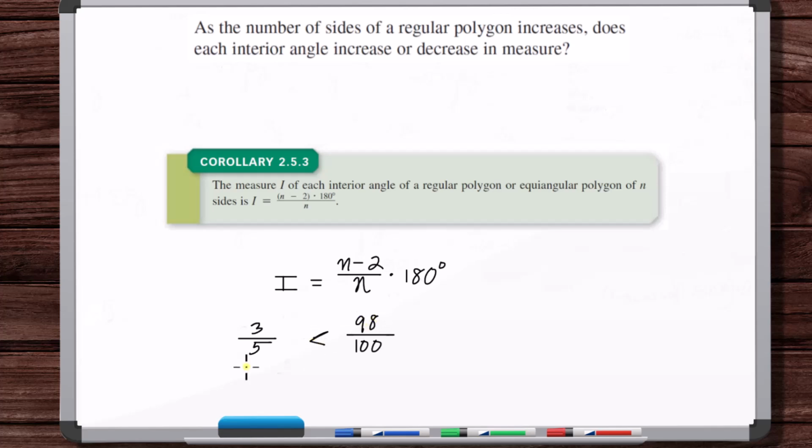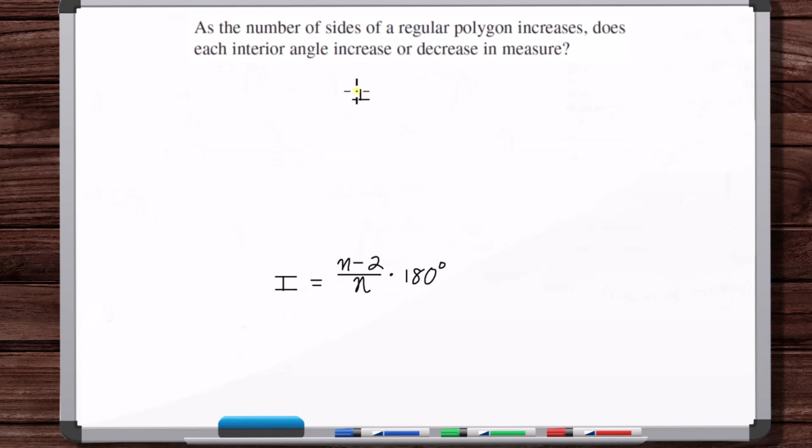So as n increases, we can see that this ratio is going to get closer and closer to 1. So it's going to be larger than the previous term with the smaller n. So as n increases, since 180 degrees is constant, each interior angle is going to increase. So the answer here is increase.